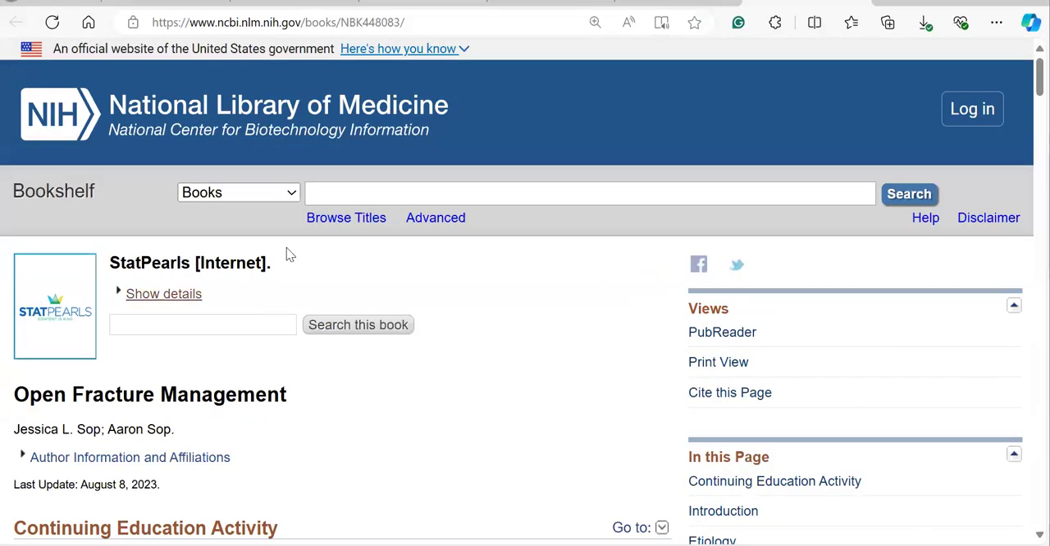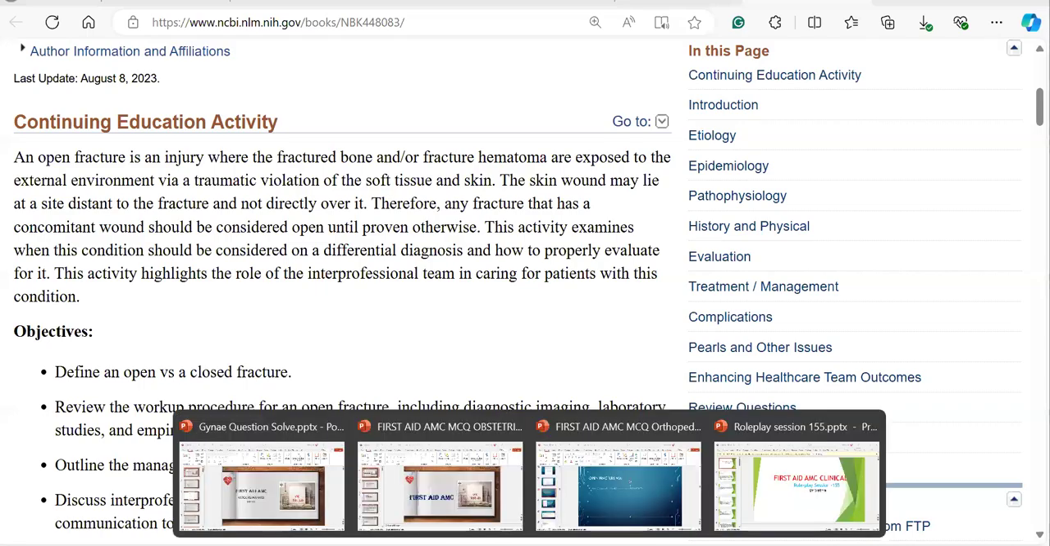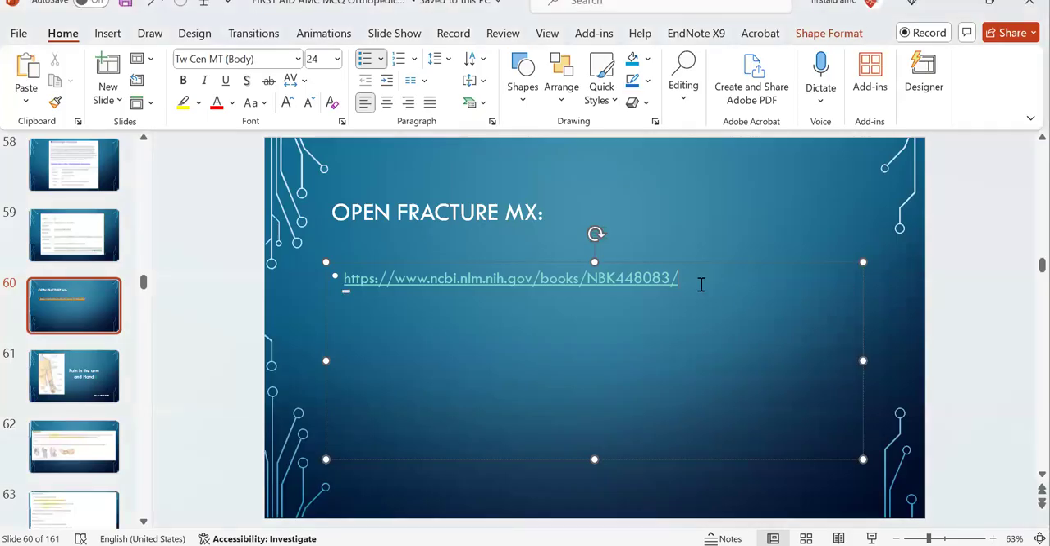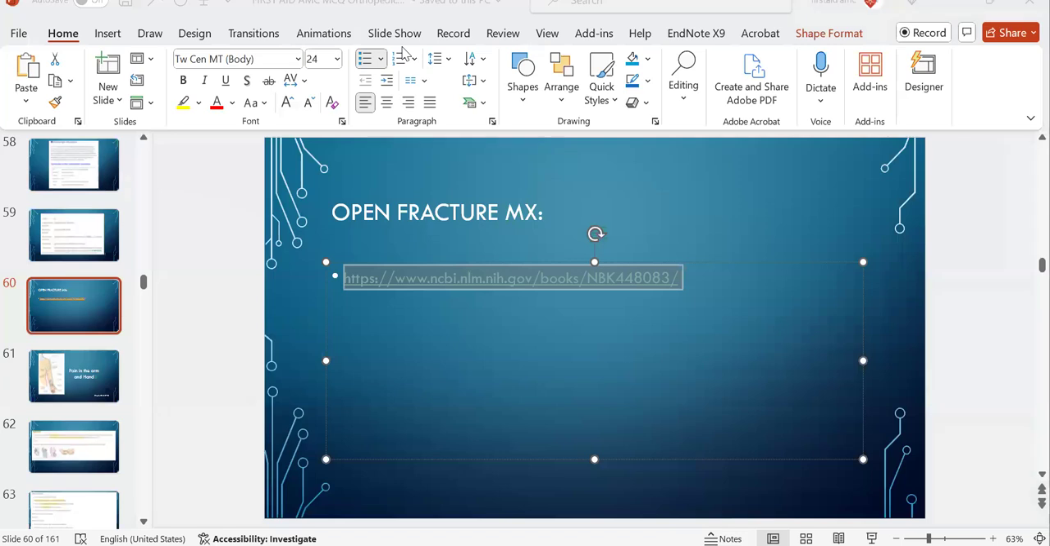For open fracture management, this guideline explains it quite well. So you can go through this. I'll also put the link in here. Okay, so this is that link. I have put it in the chat box, so you can have a look.